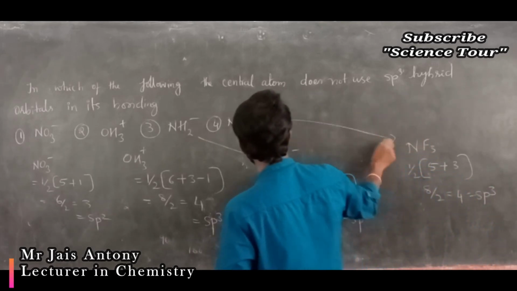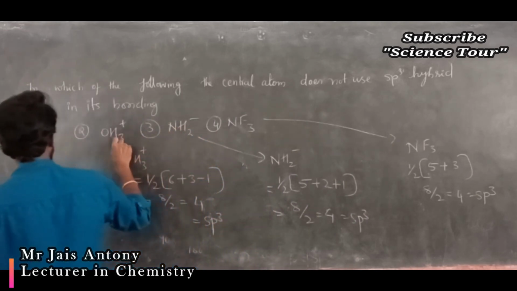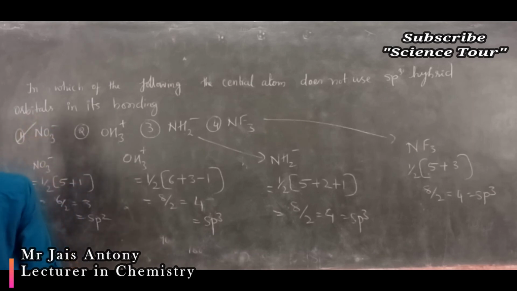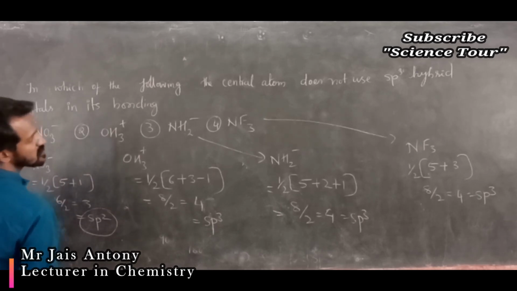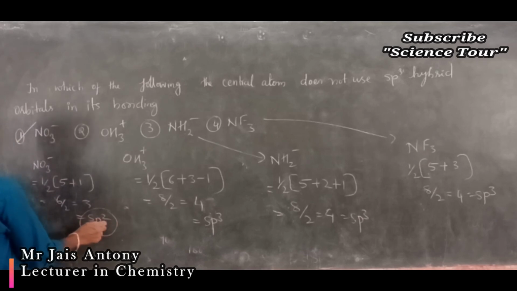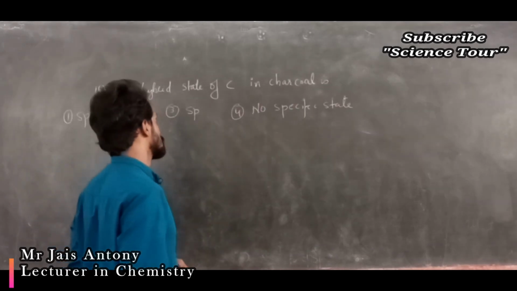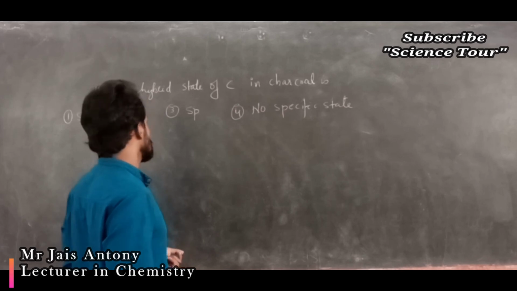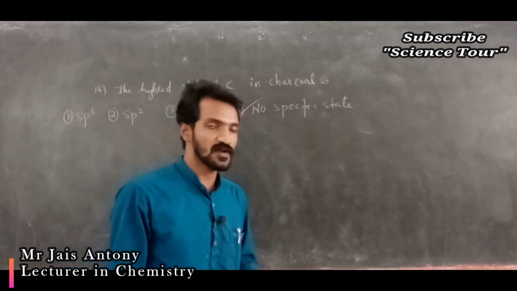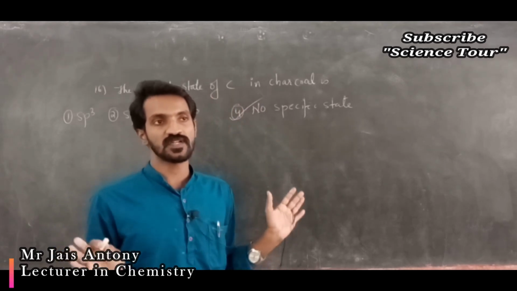So NF3, NH2 minus and the hydronium ion, all 3 are sp3, but NO3 minus is sp2. So option 1 is correct. In this one it does not use sp3, instead it uses sp2, remaining all are sp3. Next, carbon in charcoal, you have to find its hybridization. So my dear students, the answer is no specific state for carbon in charcoal. Understood?